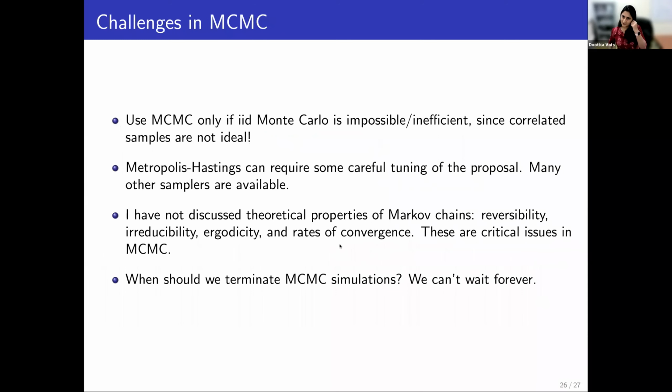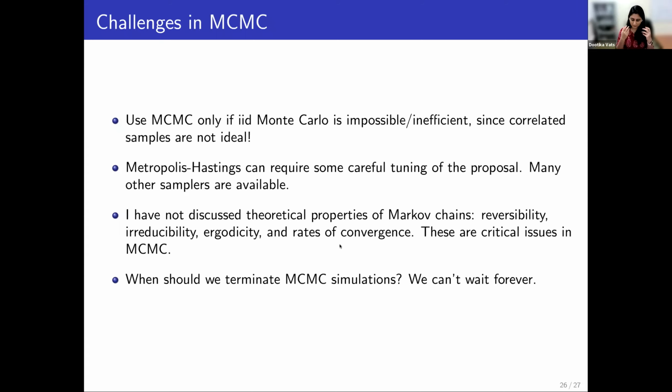Okay, so the last slide. We want to use MCMC given a target distribution F. Suppose it's complicated, suppose it's high dimensional. Actually, I want to use MCMC only if IID Monte Carlo is not possible or highly inefficient, because the correlation is not something I'm looking for. Correlation in the samples is going to give me less and less new information with every subsequent sample, and that's not a good look for me.